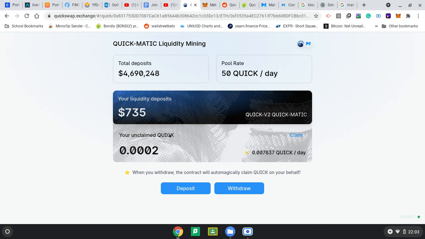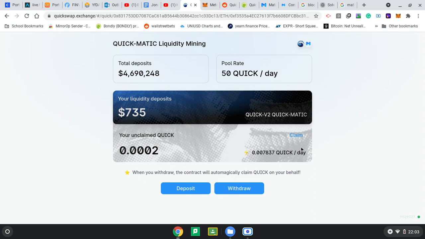So already, I only did this like 10 minutes ago. So this is what I put. And half of that is from MATIC and half of that is from the pair of Quickswap. So Quick and MATIC. Yeah. So it says it there.